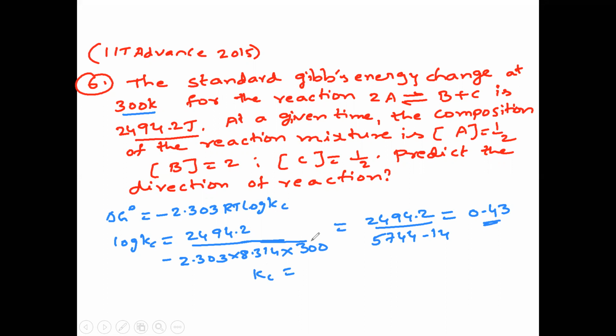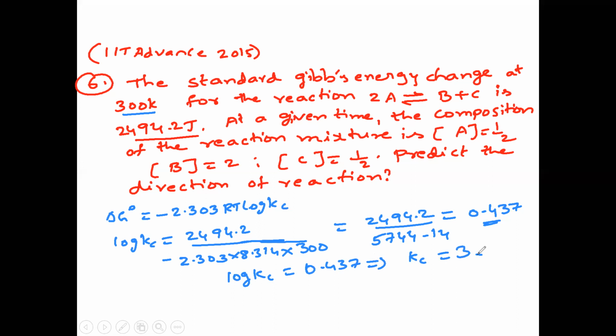What is the value of log 3? It is 0.477. So since log Kc is 0.437, approximately, it is close to log 3, that is log Kc is equal to 0.477. We can round it up, and by this you can say Kc is equal to 3.